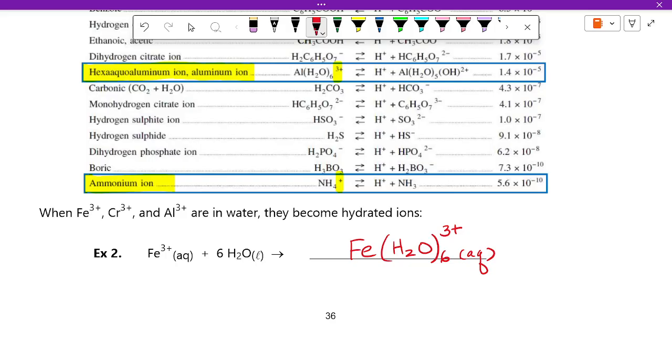What does that look like? And that's where the hexaaquo-iron 3 comes from. Why do they exist? Well, let's find out. Shockingly, that will be on the next page.